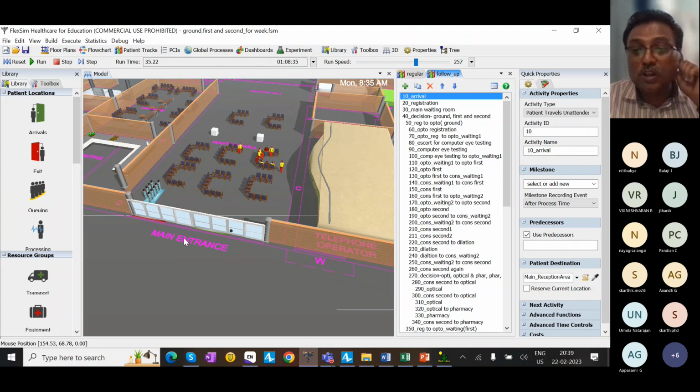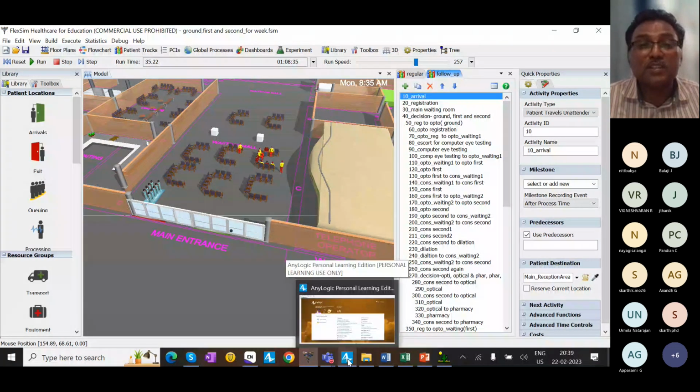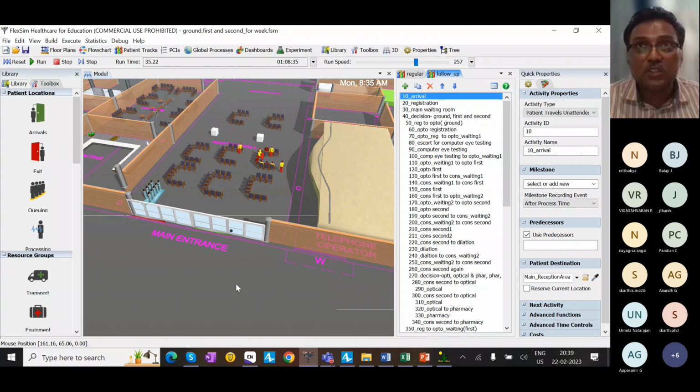In AnyLogic also, you have all the system dynamics, everything is there. That's another software, AnyLogic. So this kind of appeal you may not get. Otherwise, you can use open source also. I told one Python based, another two Java based. You can try that also.